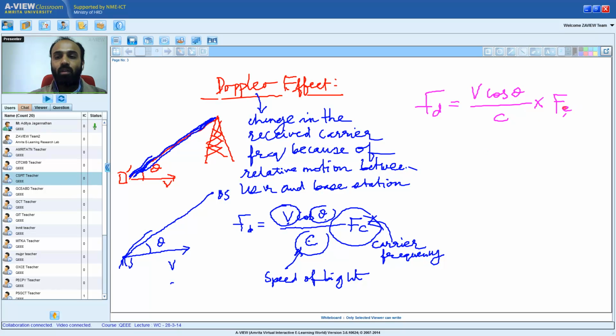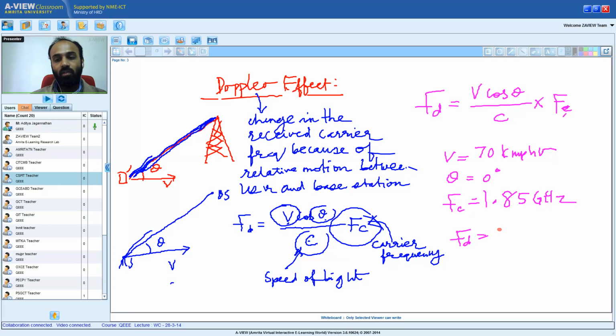Let's take a simple example to evaluate this. Let's say v is equal to 70 kilometers per hour. Theta is equal to 0, that is, the user is moving directly towards the base station. And Fc, the carrier frequency, is let's say 1.85 gigahertz.